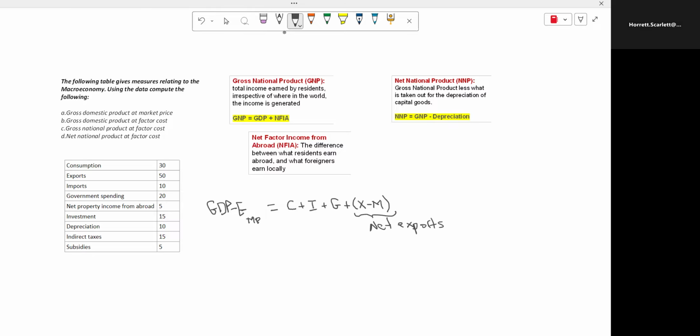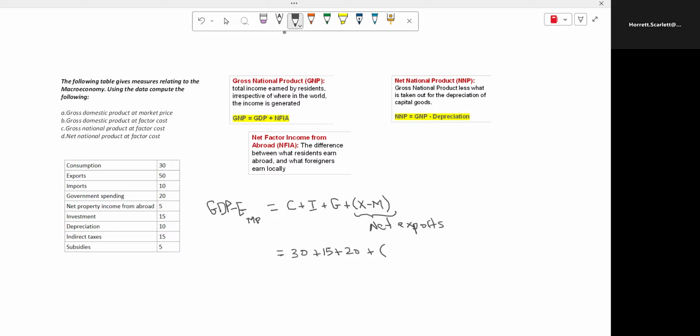So let's now put in some figures based on what we have in our table. So the consumption here is 30 plus. What is the investment? It tells us that investment is 15. So we have 15 plus. We now need to find the government spending, which we are told here it is 20. 20 plus. We need to find the net exports.